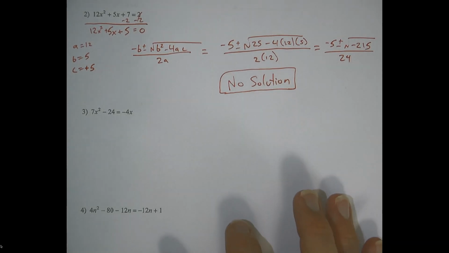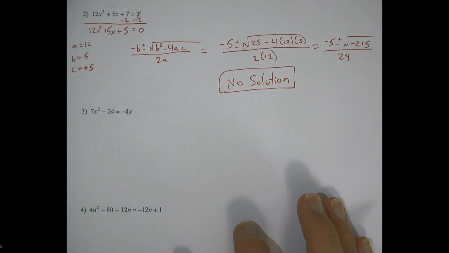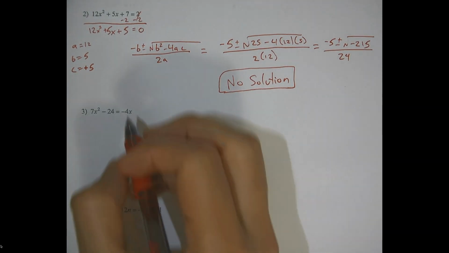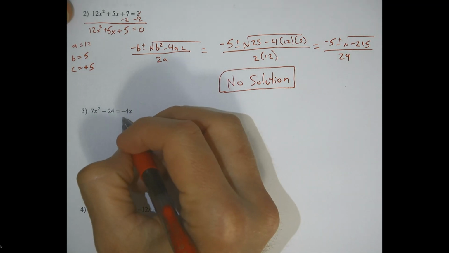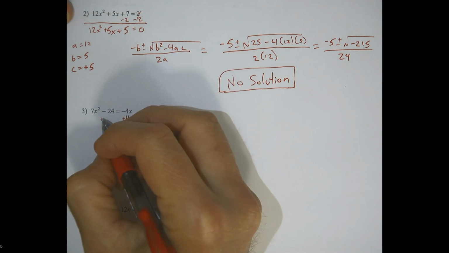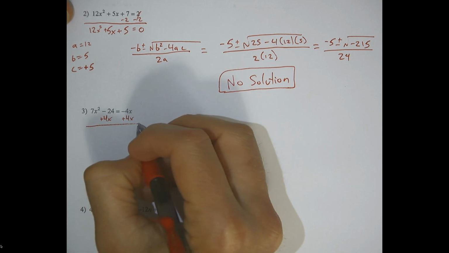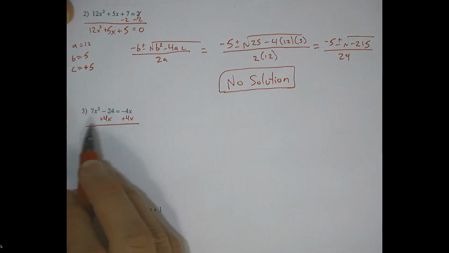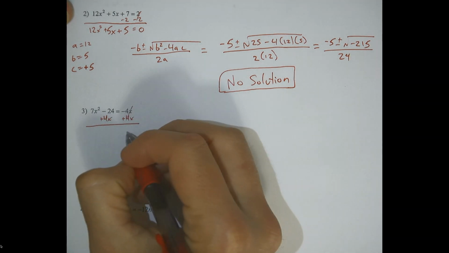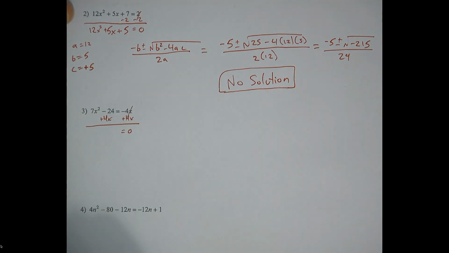All right, number 3, not in standard form. So we do need to move this to this side, so I'm going to add 4x to get it there. Now, it's not actually going to combine with anything on this side because there's no like terms here. So it cancels here, giving me 0. So now we're set up for standard form.